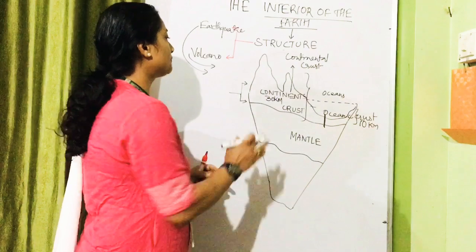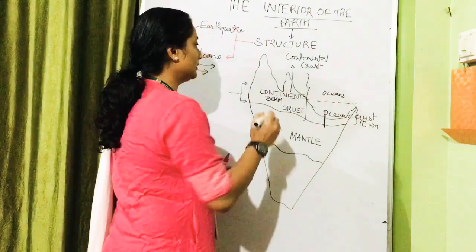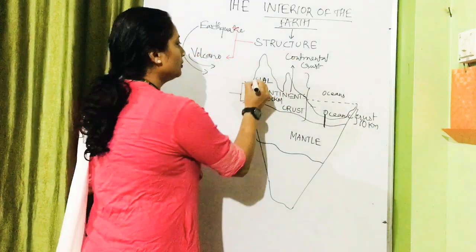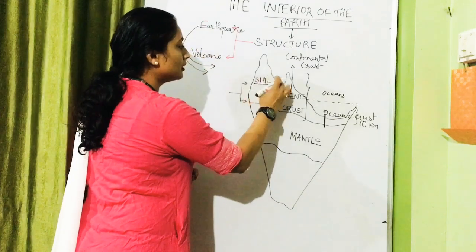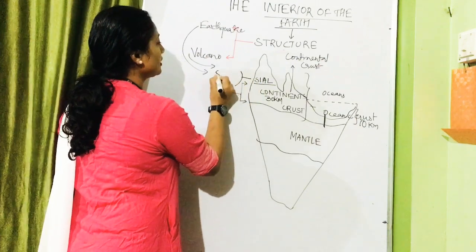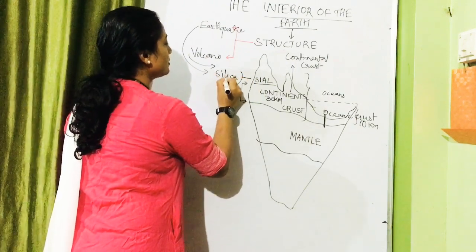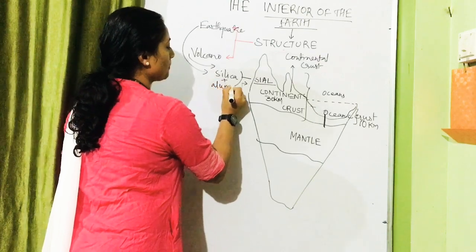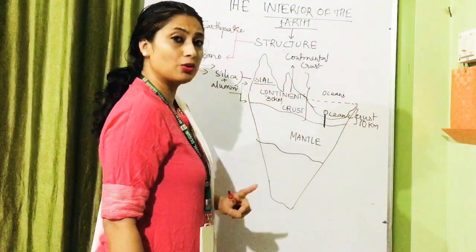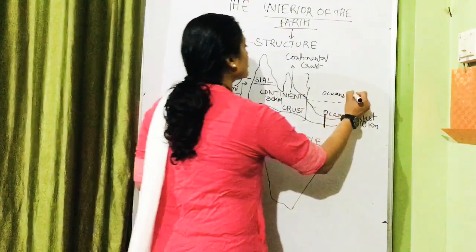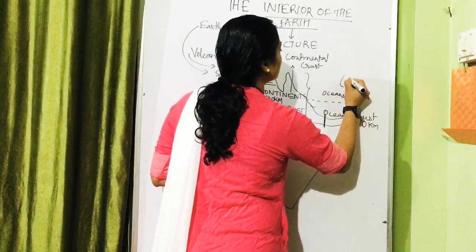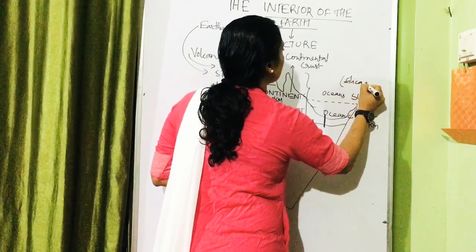Besides this, there is one more difference. You will find the continental crust is lighter, so it is also known as sial. The word sial is basically the constituents which make up the continental crust, that is silica and aluminium. In the same way, the oceanic crust is denser than the continental crust. It is also known as sima, that is silica and magnesium.